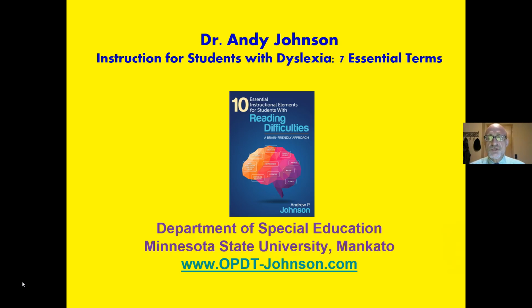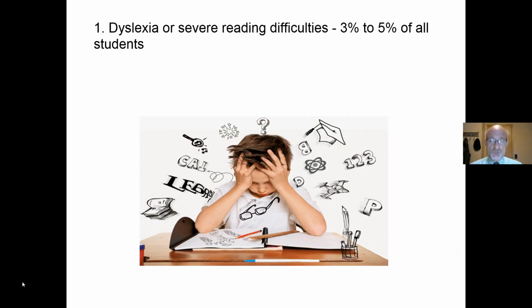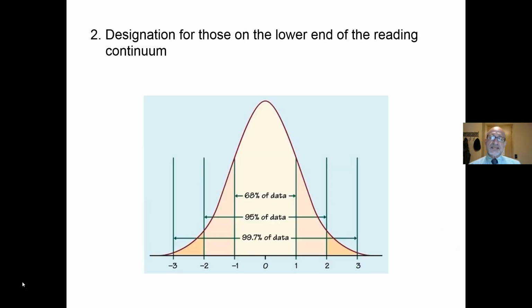We're looking at instruction for students with dyslexia or severe reading disabilities: 7 essential terms. Dyslexia affects 3 to 5% of all students. We use the term severe reading difficulties. It is simply a designation. It's not a brain disorder. A designation for those on the lower end of the reading curriculum, 2 or more standard deviations.